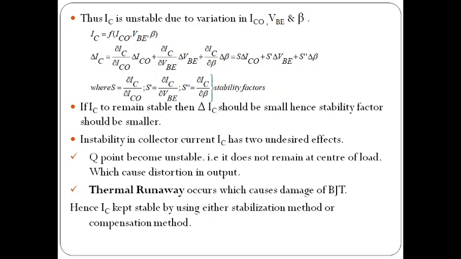Stabilization is required to make the collector current constant. For the collector current to remain stable, delta IC should be small, hence the stability factors should be small. So from this formula, I have written that instability in the collector current IC has three undesired effects.